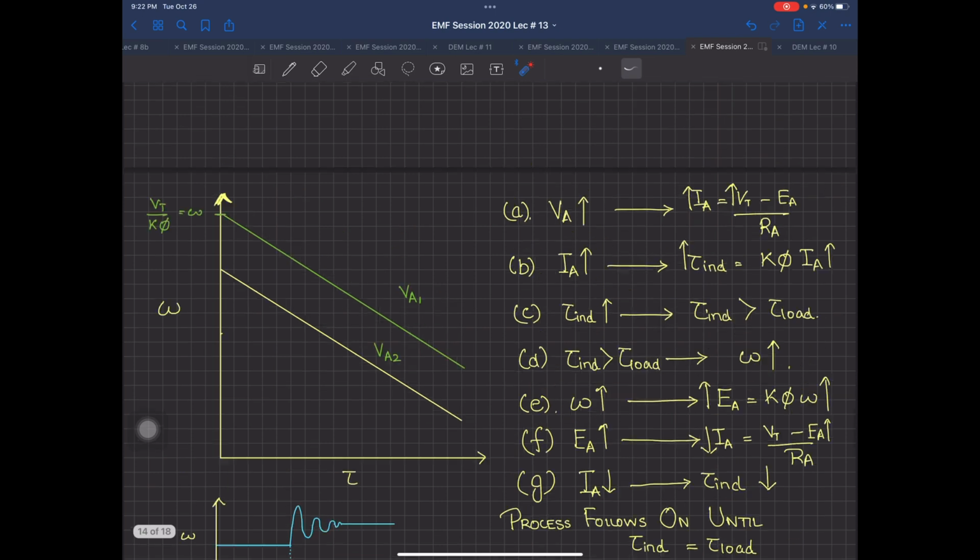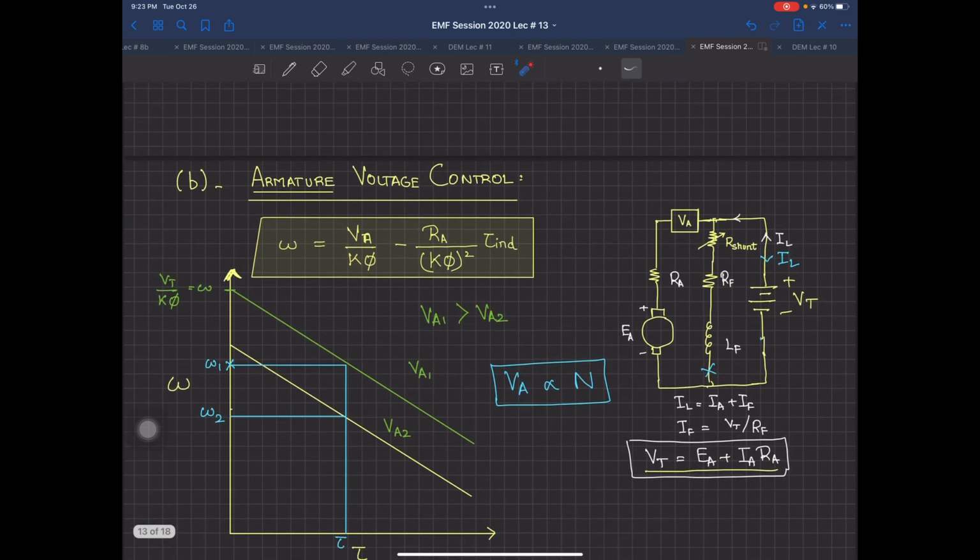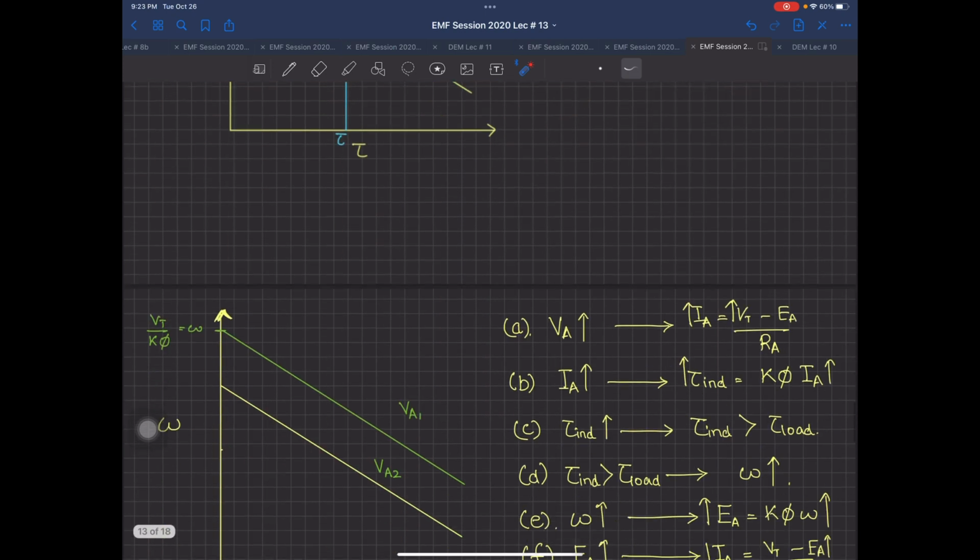So this is the second method of speed control, which is called armature voltage control, by which you are actually changing the armature voltage, or in other words, you can change the applied voltage for a shunt motor or a separately excited motor, but keeping the field current constant, maybe by using a shunt resistor or some other resistor which we have added inside its path.